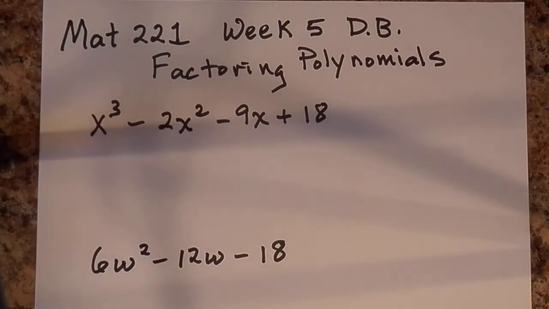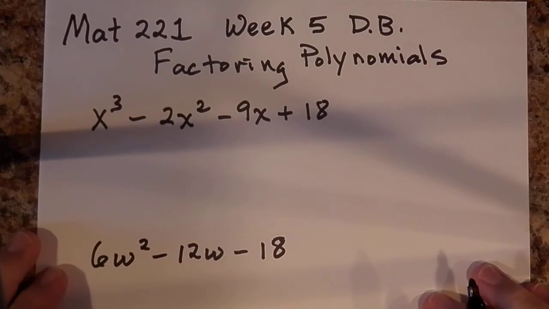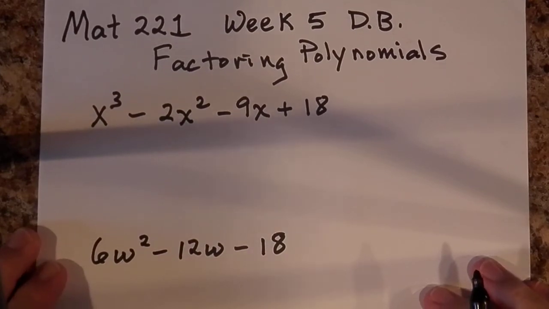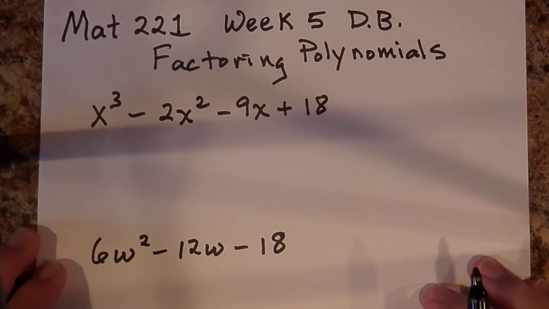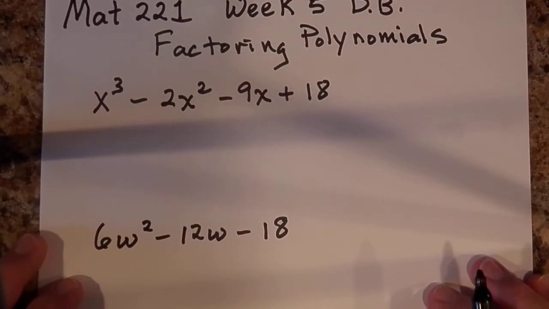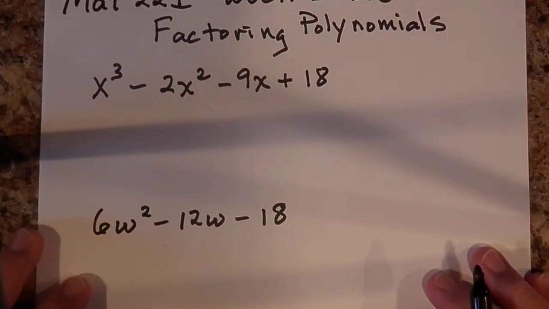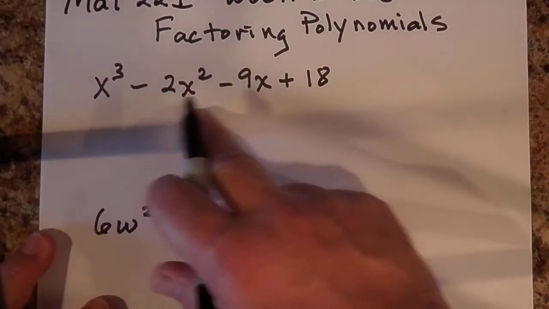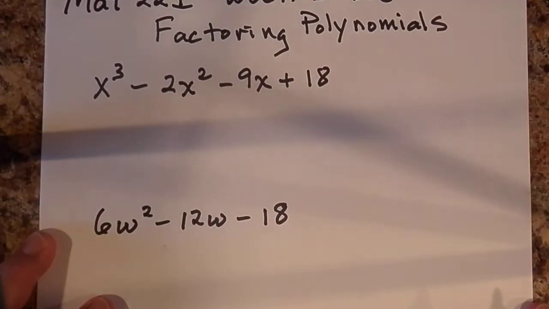I'm going to demonstrate the problems worked in the example paper for the Week 5 discussion board in MAT221, Introduction to Algebra. This first example has 4 terms in it: 1, 2, 3, 4.